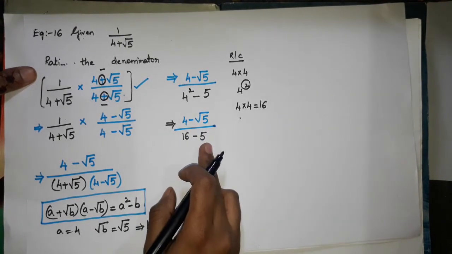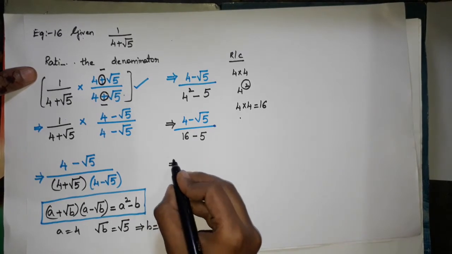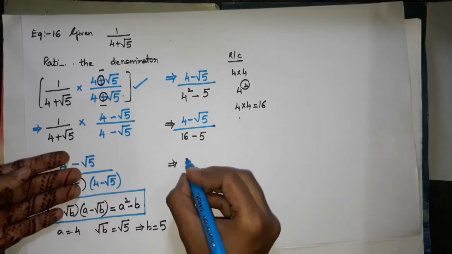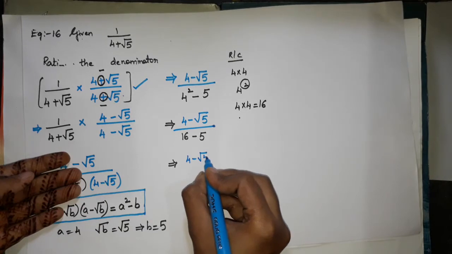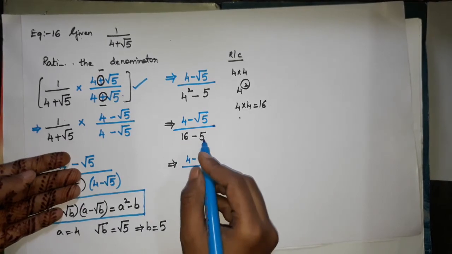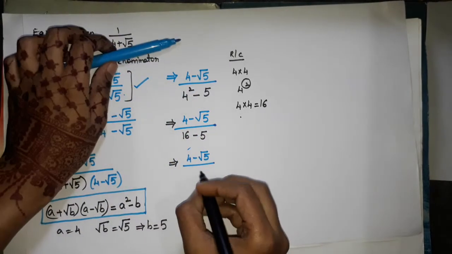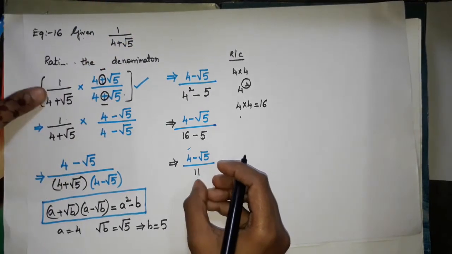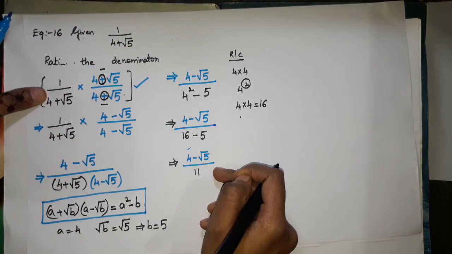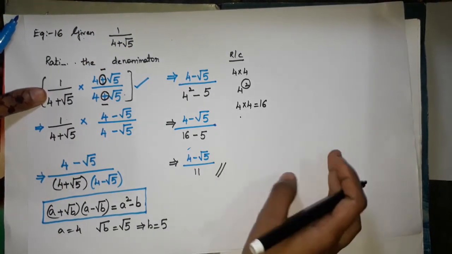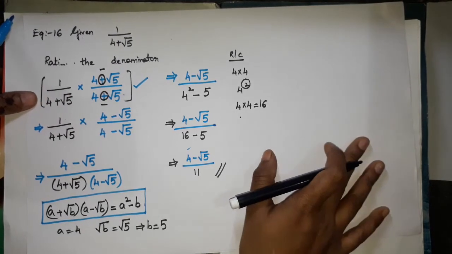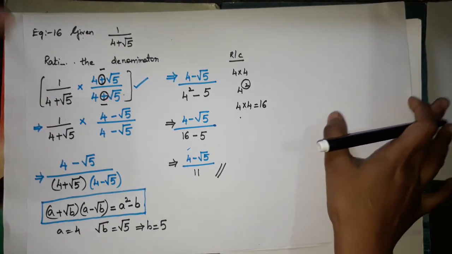16 minus 5. What will be your answer, children, now? It will be 4 minus root 5 divided by 16 minus 5, which is 11. Okay, 16 minus 5 will be 11. So, till here we have to do. Did you all understand, children? Once again, I will repeat it.